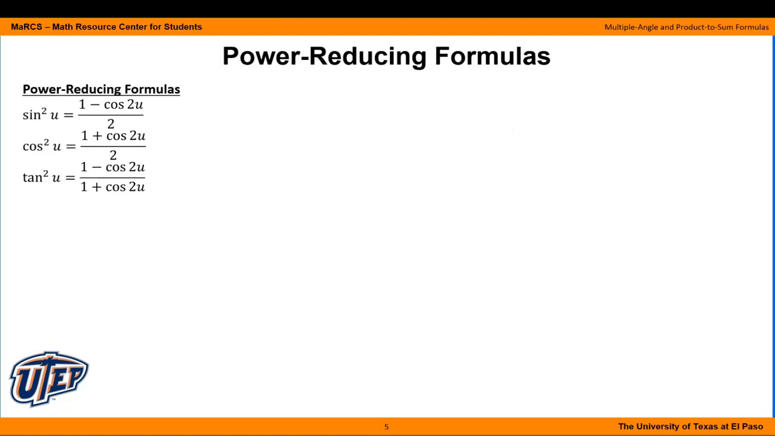Power reducing formulas allow us to rewrite squared trigonometric functions using first powers of cosine. These formulas are derived directly from the double angle identities. Their primary purpose is to eliminate squares and make expressions easier to simplify, integrate, or compare. You will often use these formulas when working with higher powers of sine or cosine.